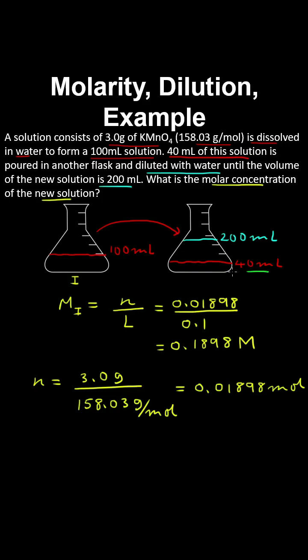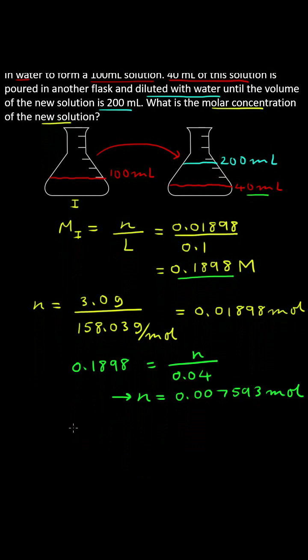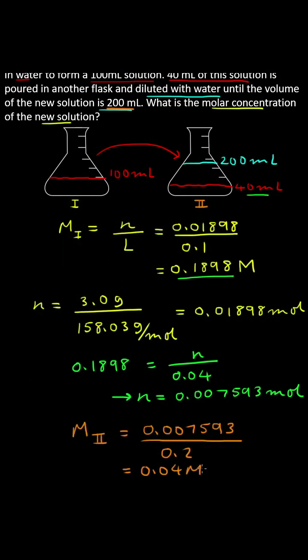Now given that 40 ml was poured in the other flask, we need to obtain the number of moles in the new flask. So to do that, we can use the molarity, and that's equal to our new number of moles over the liters of solution that was poured in the other flask. And now we can obtain the molar concentration of our new solution using the least number of significant figures given in the problem, which is 1.